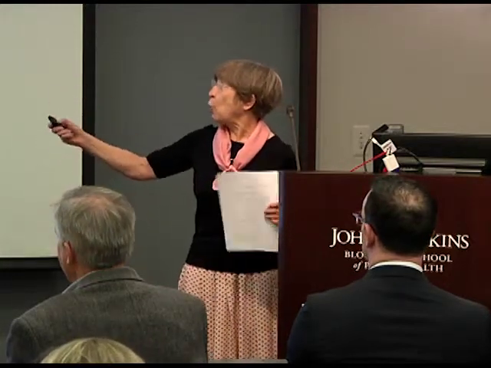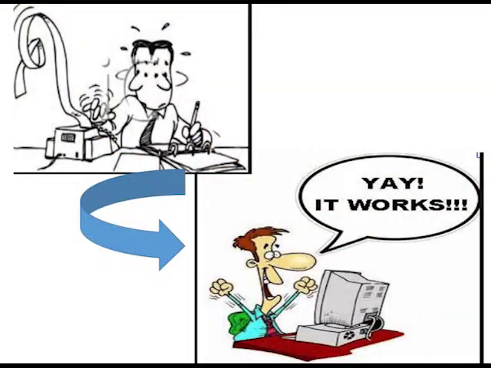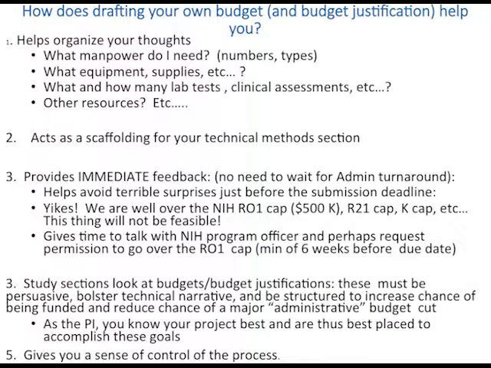So what I'm hoping is that we can feel less frightened about budgets and use them as a scaffolding for what we're doing. How does drafting your own budget and budget justification help you as the PI? It helps organize your thoughts, because you've got this great research idea, but unless you can also prove to the study section that you know how to operationalize your research, that you can show them that you know how to do it, it's not going to fly. Because they'll say, great idea, but this is just not going to be feasible.